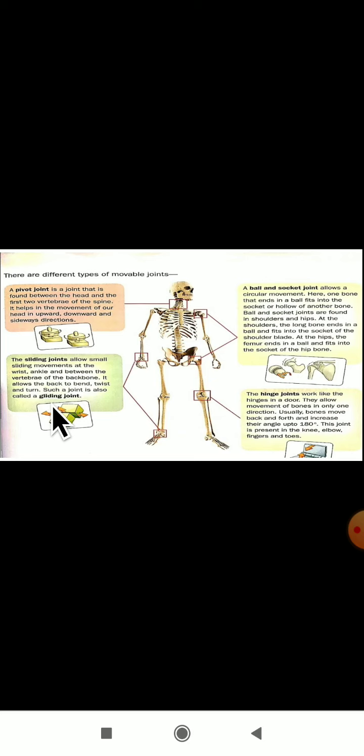Because of that sliding joint only, you can rotate your ankle or wrist, and it is even between the vertebrae of the backbone. It also allows the backbone to bend. Yes, we can bend our back because there is a sliding joint present. The next one, a ball and socket joint. A ball and socket joint allows a circular movement.